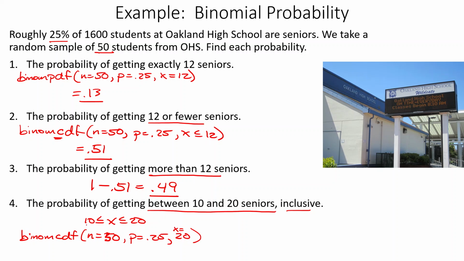And then we're going to take away something, those guys that are smaller than 10. So we're going to subtract from it the binomial CDF. So we're going to get rid of all the guys that are, let's see, out of 50, 0.25, and we want x to be less than or equal to 9. So less than 10 specifically, because we're including 10, so less than or equal to 9.